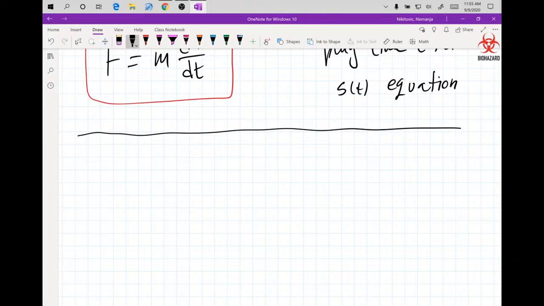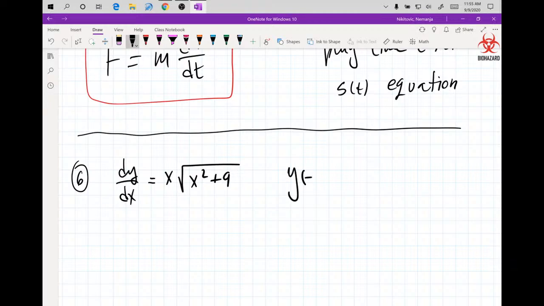So let's take a look at two examples from the textbook. One of the examples says, here, problem 6, dy dx is equal to x times the square root of x squared plus 9, and y of negative 4 is 0. So it's a first order equation. They gave us one initial condition. That's great. And we can go from this.